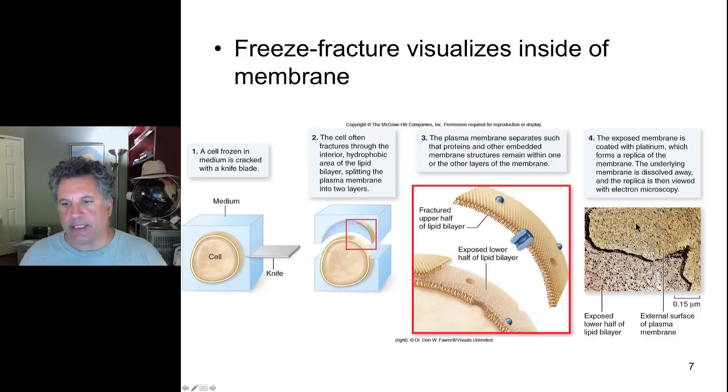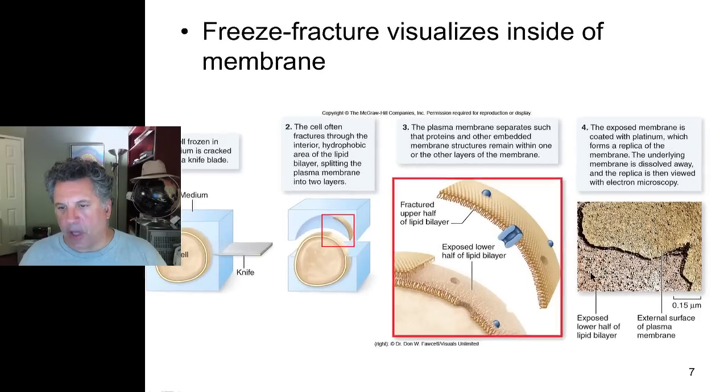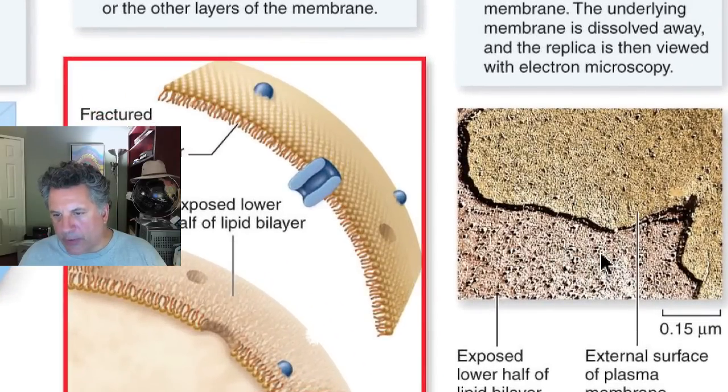So here is such an example. Here's the external surface of the plasma membrane, and here's where it cracked. And we're now looking at the lower half of the lipid bilayer, and you can see that there are proteins embedded in that lower half.